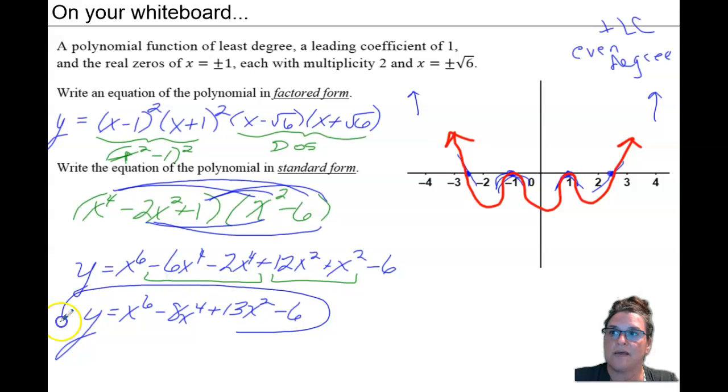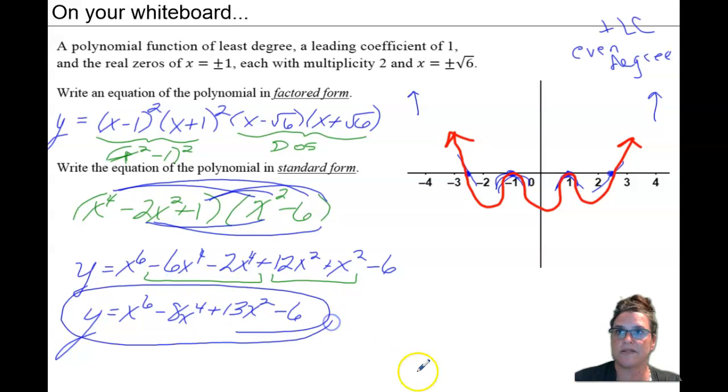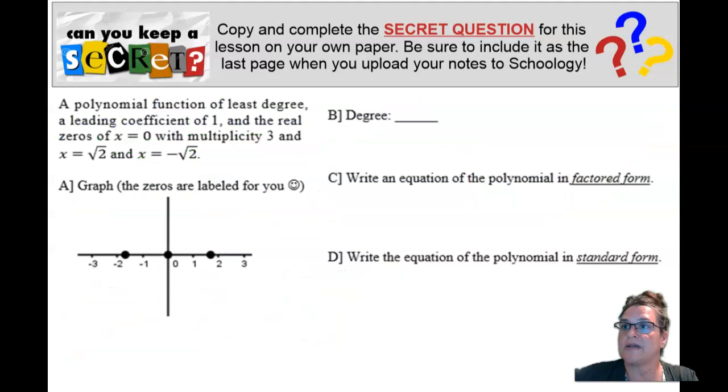And that would be the polynomial of least degree with a leading coefficient of 1 and real zeros of x equals plus or minus 1, each with multiplicity 2, and then 2 zeros at this conjugate pair of plus and minus square root of 6. So that brings us to the secret question for this lesson.